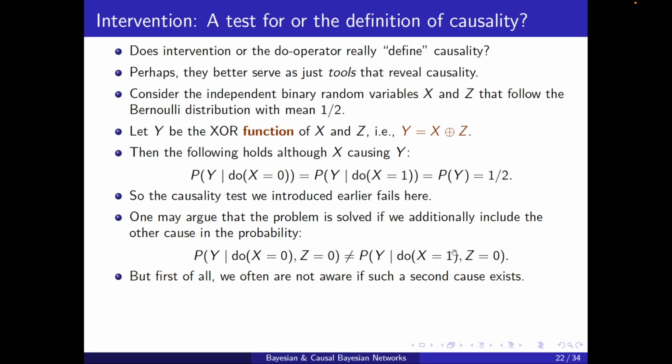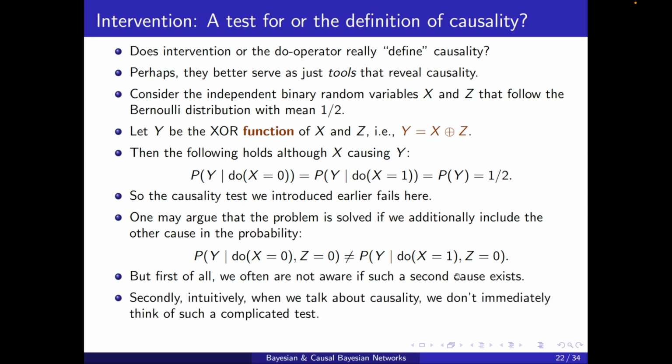Yes, but first of all, we often are not aware of the existence of such a second cause. And secondly, intuitively, when we talk about causality, do we really immediately think of such a complicated test? Now, you can imagine more variables involved here. Do we think of a distribution of y conditioned on some observations and some intervened variables? Probably not. Then, how do we think about causality? Well, one possibility is the functional form that we defined above.